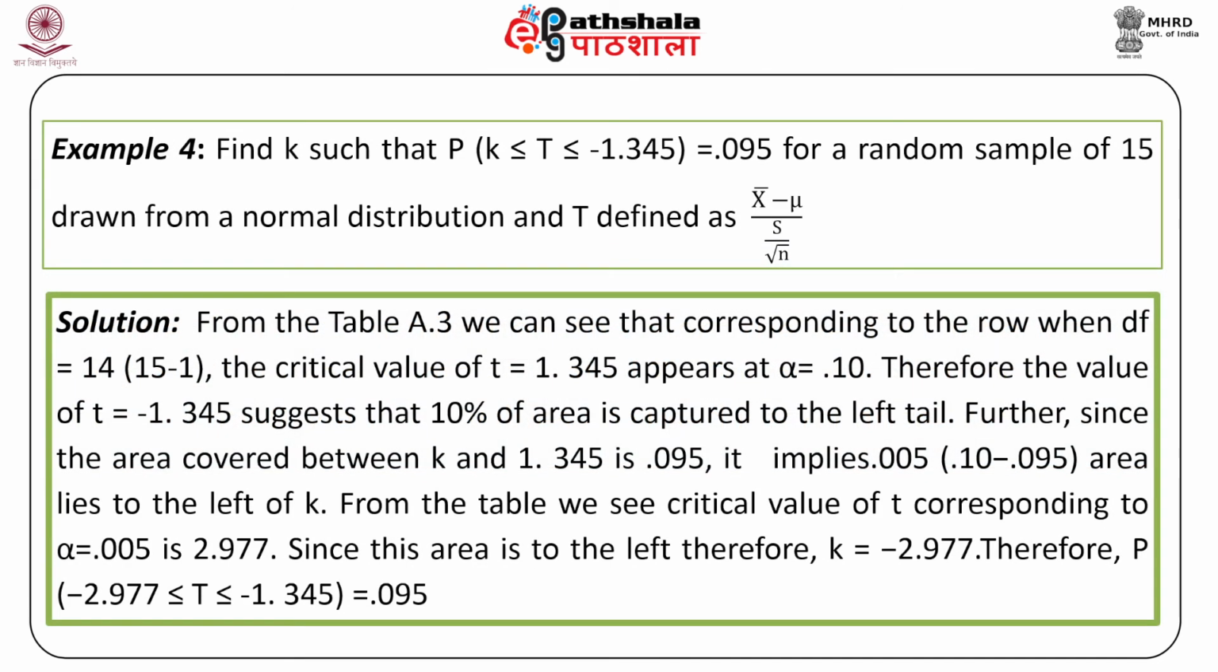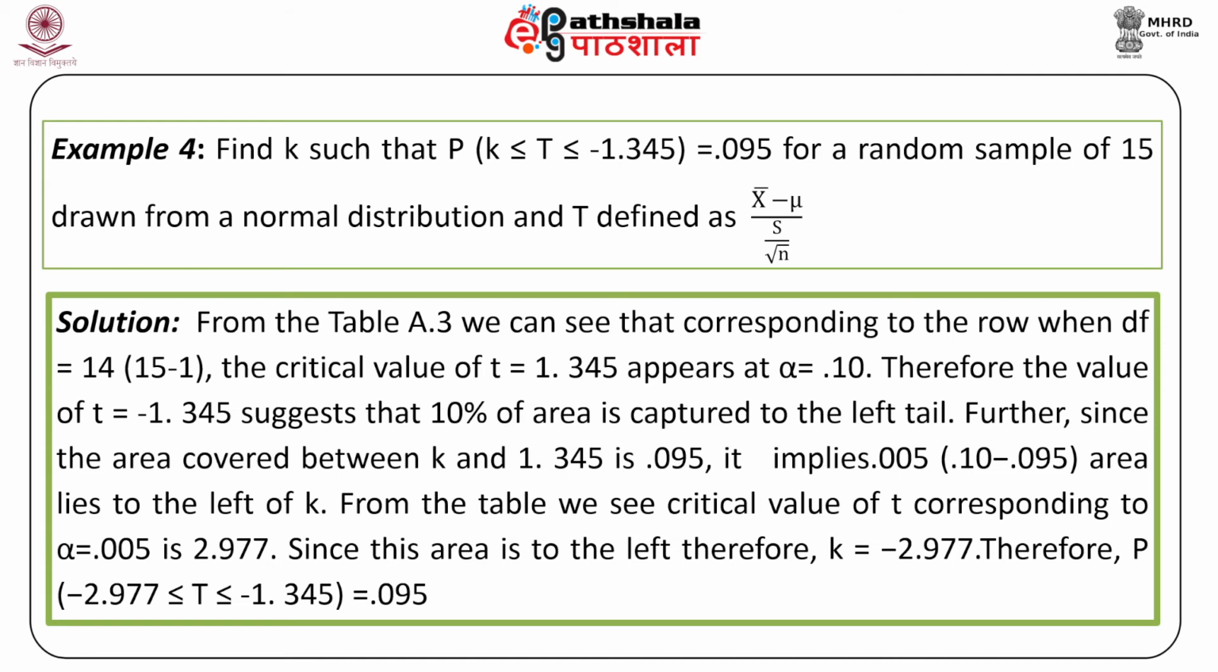Let's take an example, example 4. Find k such that the probability that t is greater than or equal to k but less than or equal to minus 1.345 is equal to 0.095, for a random sample of 15 drawn from a normal distribution, and t is defined as x bar minus mu divided by s by root n, which is the same standard definition of our t distribution.